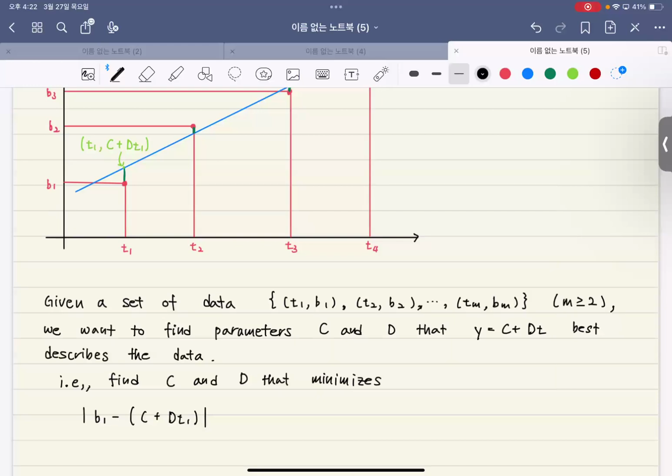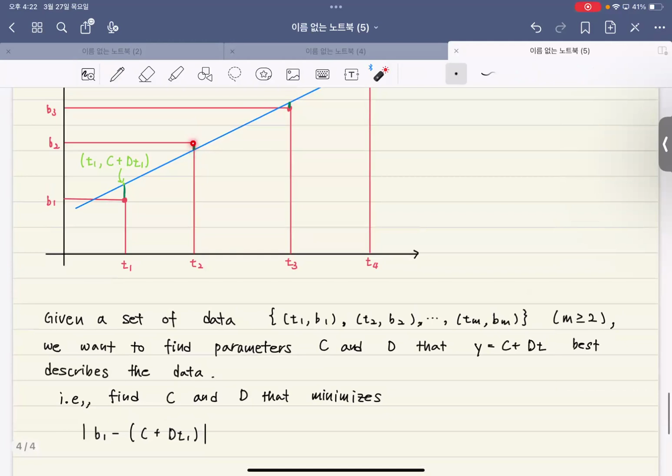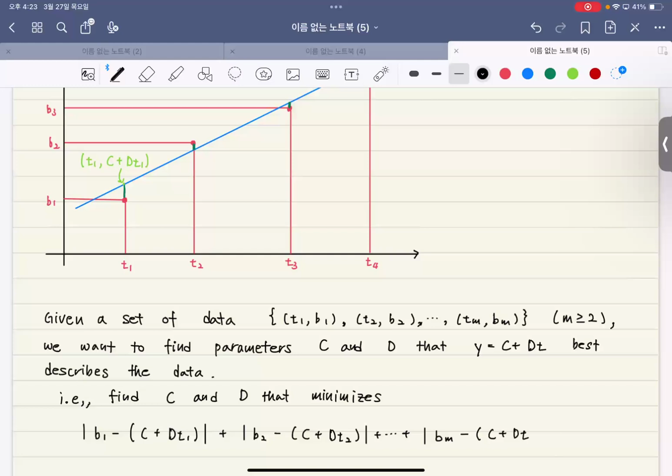What is the length of the second line segment? Likewise, b2 minus (c plus d t2). Now, taking the summation up to bm minus (c plus d tm), everything in absolute value. Now I can mathematically state my problem: I want to find c and d that minimize this function.